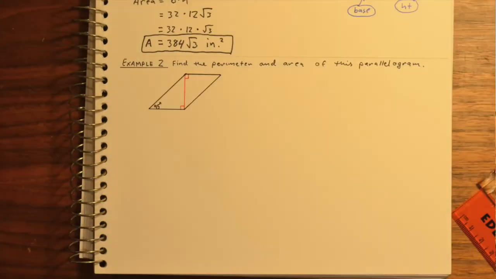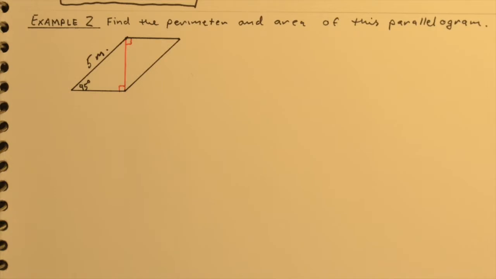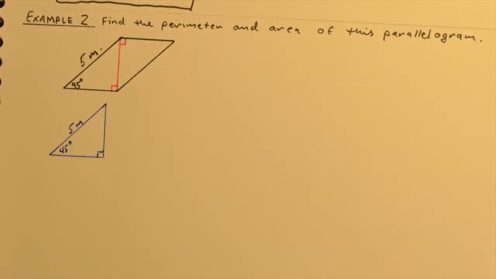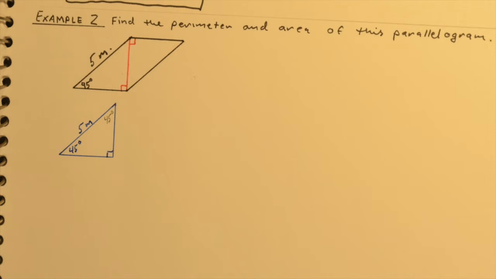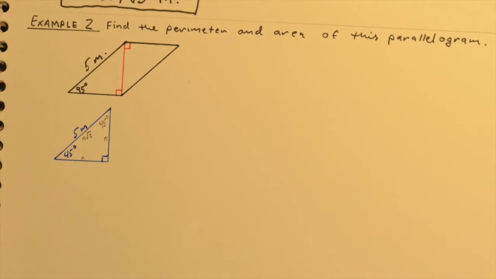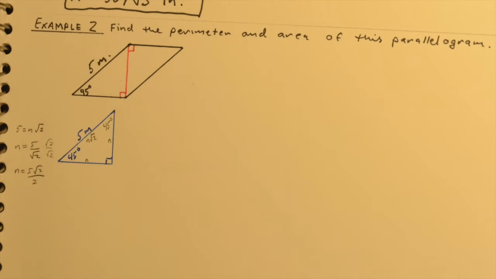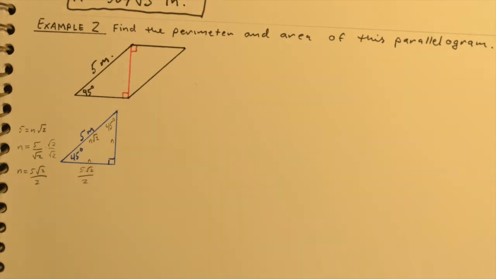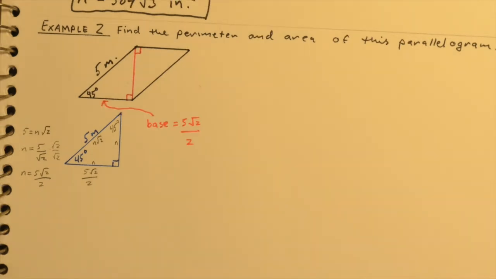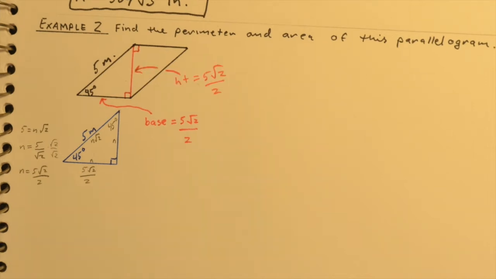Next example. Find the perimeter and area of this parallelogram. So again, kind of using that special right triangles idea, we've got this 45-45-90. And so if the n root 2 side is equal to 5, that means n must equal 5 root 2 over 2. And so in this parallelogram, base length is 5 root 2 over 2. The height is also 5 root 2 over 2.